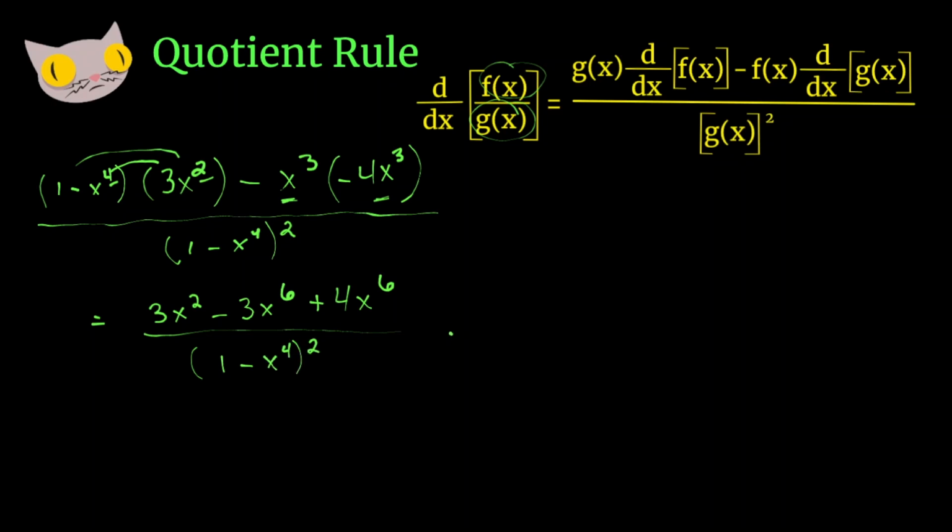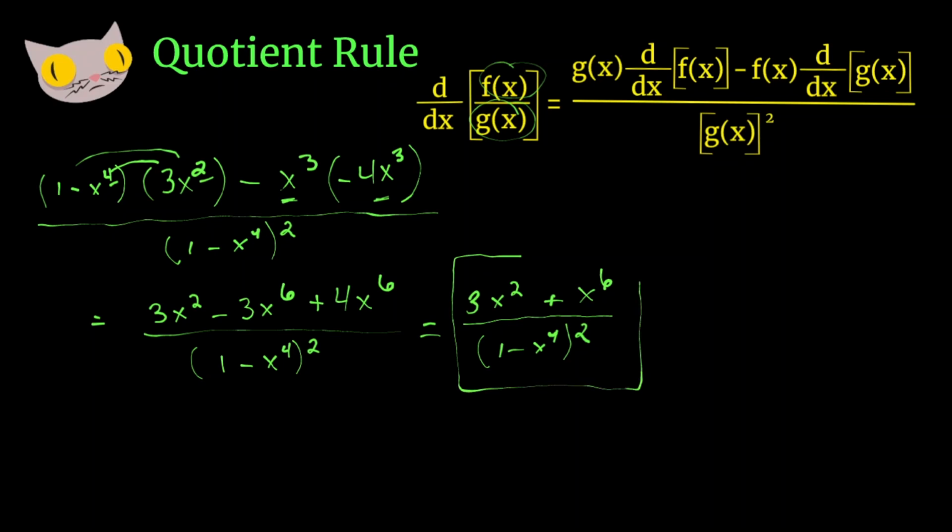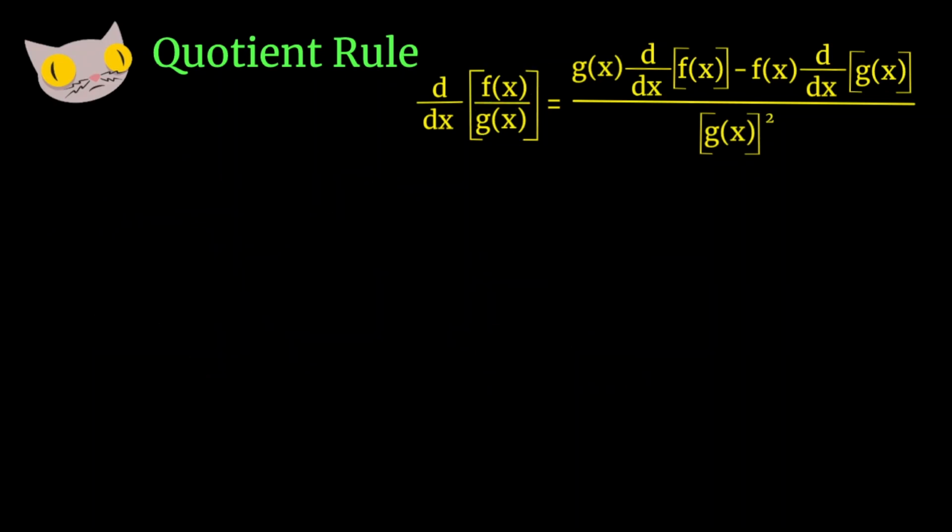Now we can go ahead and combine like terms. We can simplify further. So we see up top we have two terms that are raised to the sixth power. So we can combine those. So we have 3x squared, negative 3x to the sixth plus 4x to the sixth. That's going to give us positive x to the sixth power. And again, all over 1 minus x to the fourth squared. And that's our final answer. It's perfectly fine to leave it like this. Let's do another quick example.